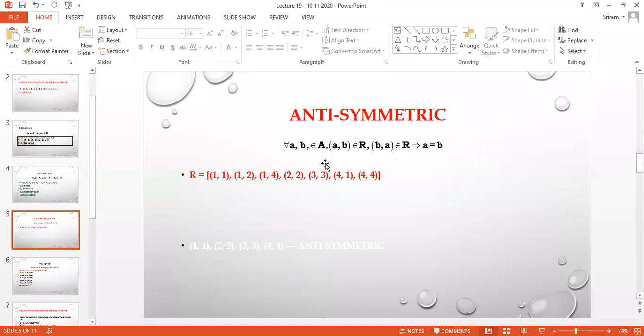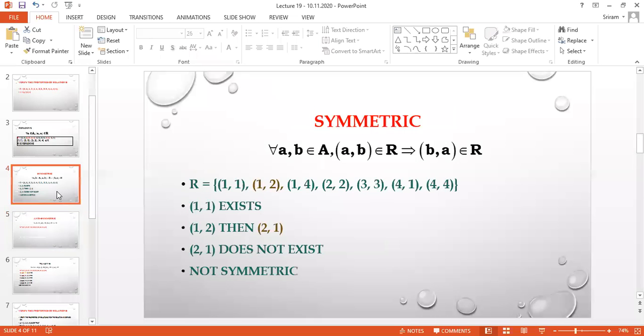Now I am going to check the next idea, which is called anti-symmetric. The meaning of anti-symmetric: I am going to check whether A, comma B belongs to R and B, comma A belongs to R if and only if A is equal to B. When I check this, I found I am not having the value for 1, comma 2. I don't have 2, comma 1.